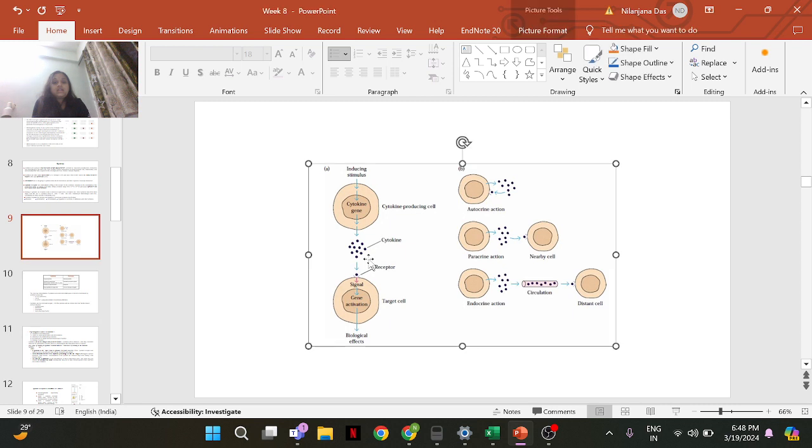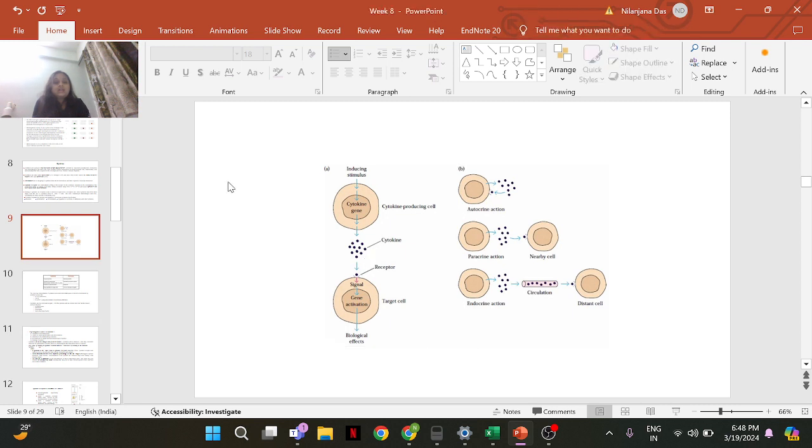So here you can see the cytokines can be like a hormone. A hormone can affect the same cell, or it can go and target a different cell far away from it. Cytokines also have this ability. When there is an inducing stimulus, the cytokine gene or the cytokine producing cell produces cytokine.